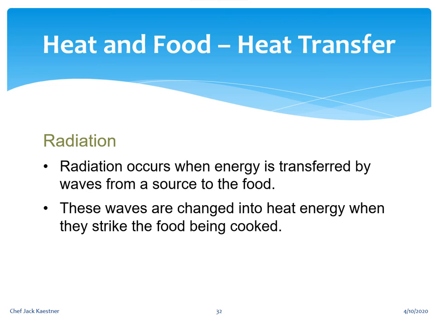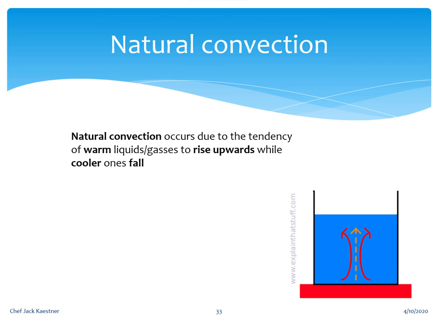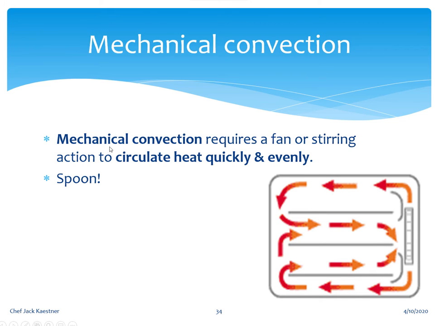So you've got natural convection, where as it's heated here, the hot water will rise, or hot liquid will rise, mixed with the cold. And then you've got mechanical convection, where you've got the fan blowing air around, or like I said, with a pot and a spoon, you're physically stirring the pot.